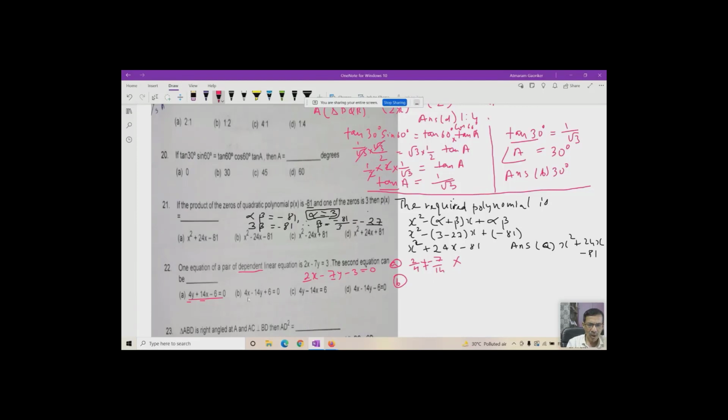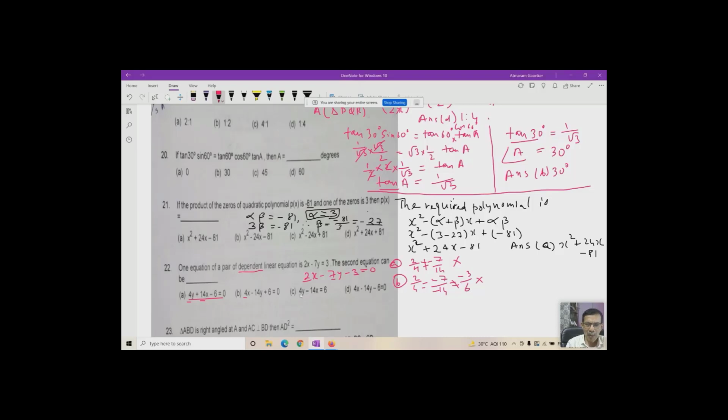For B, we will write 2 divided by 4. Then minus 7 divided by minus 14. And the last one is minus 3 divided by 6. You see the first two ratios are equal, but it is not equal to the third ratio. So this is also not the required answer.